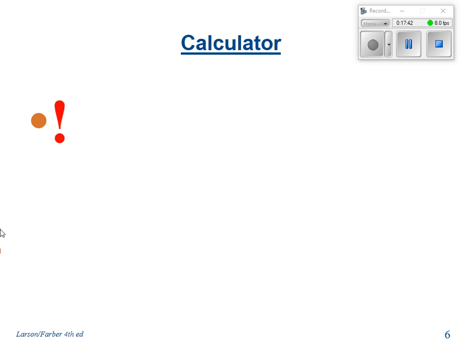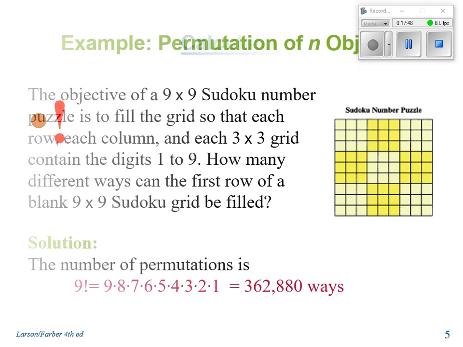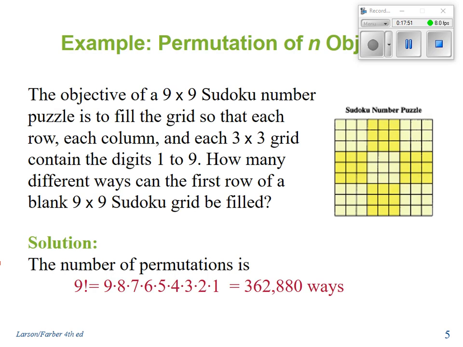There should be another slide here, and I'm trying to figure out why it's not here. There it is, all right, so look for that. The objective of a 9x9 Sudoku number puzzle is to fill the grid so that each row, each column, and each 3x3 grid contains the digits 1 to 9. How many different ways can the first row of a blank 9x9 Sudoku grid be filled? So this first row right here.